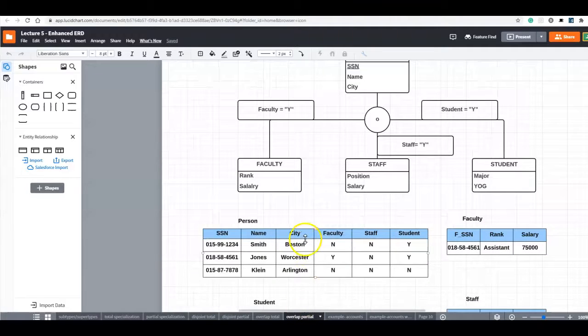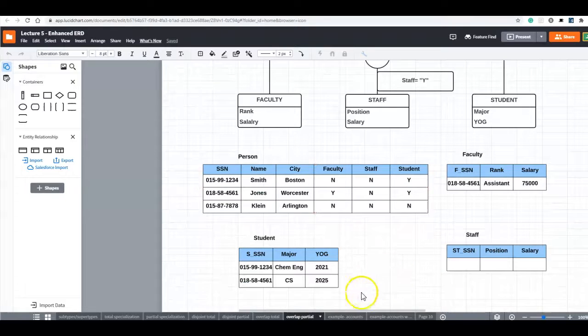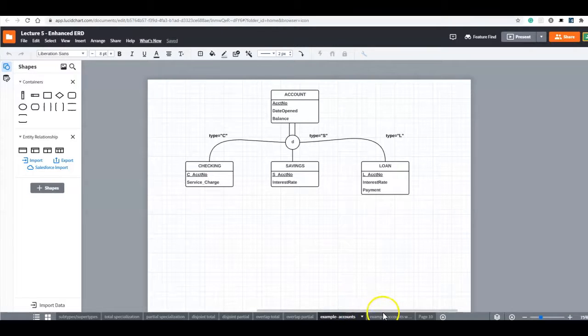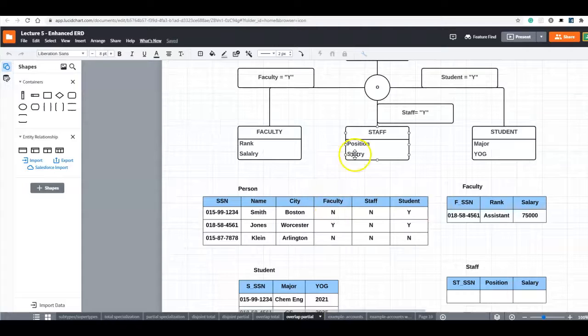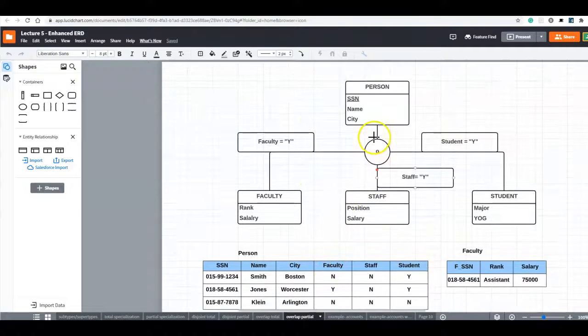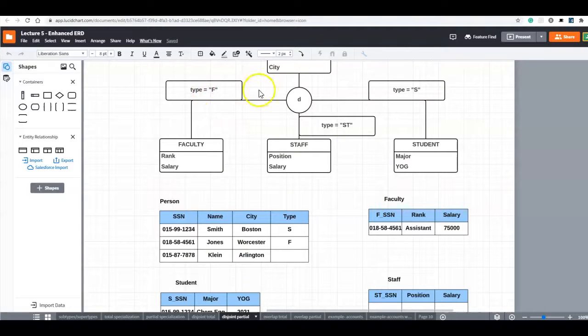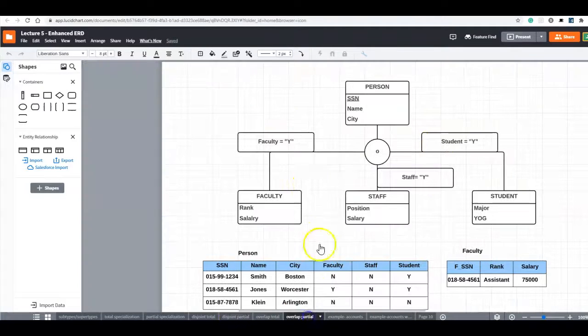And then overlap partial. Here we have the case where we have Klein again. Klein is none of these, just a person. So he's all no's. So it's just a little different with the discriminators with this. It's just an example of accounts and savings and loan. So again, going back here, this kind of brings just a difference between the discriminators. In the case of a disjoint, it's always just going to be type equals something. In the case of overlap, it's going to be 3 or however many other subtypes there are, discrete fields.